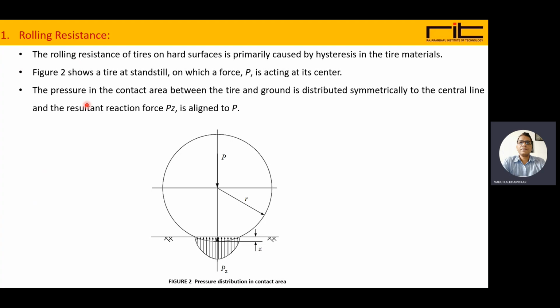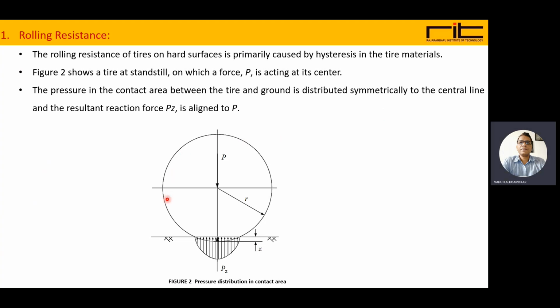The first is the rolling resistance, which can be discussed in detail here. The rolling resistance of tires on a hard surface is primarily caused by the hysteresis in the tire material. So this resistance is because of the rolling of the tire, which is made of rubber material, and mostly it is related to the hysteresis phenomenon.